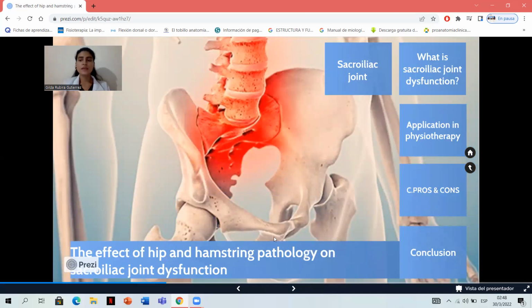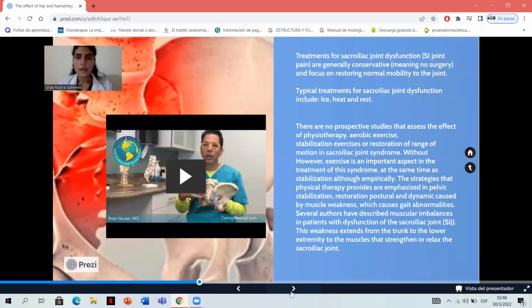Well, application in physiotherapy. Treatment for sacroiliac joint dysfunction is generally conservative and focuses on restoring normal mobility to the joint. Typical treatments for sacroiliac joint dysfunction include ice, heat, and rest.